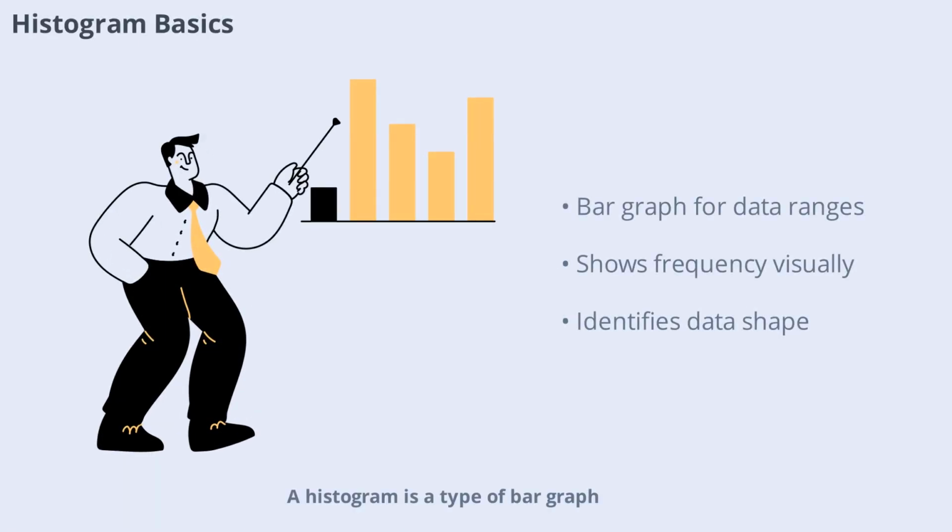Histogram is a type of bar graph that shows the frequency distribution of numerical data. Each bar represents a range of values, and the height shows how many data points fall within that range. Histograms are great for visualizing the shape of data, such as whether it's skewed or symmetrical, and for spotting outliers.